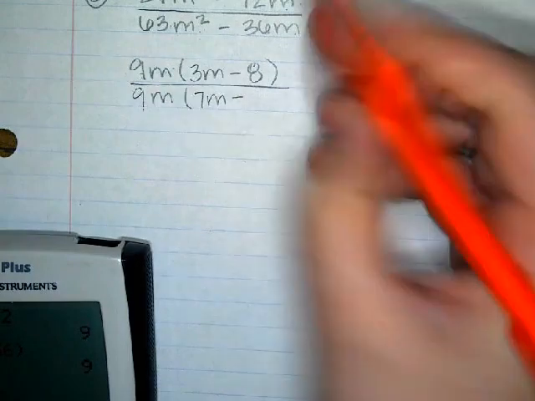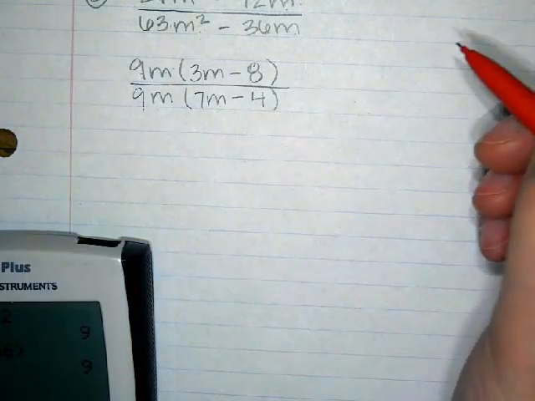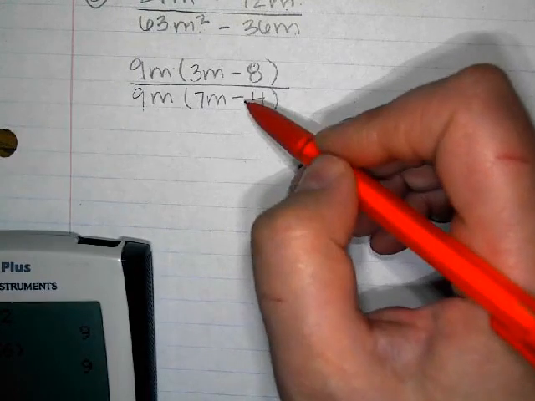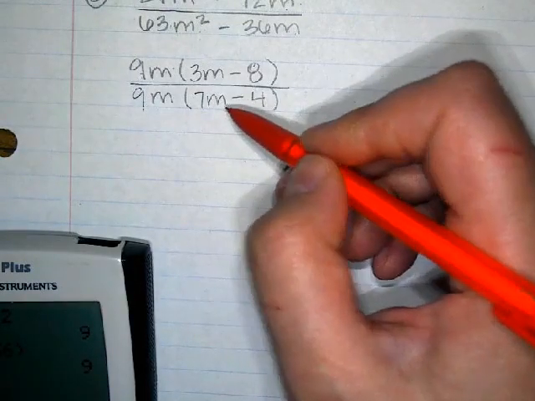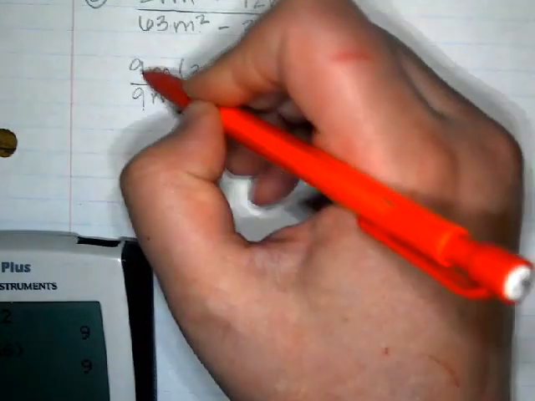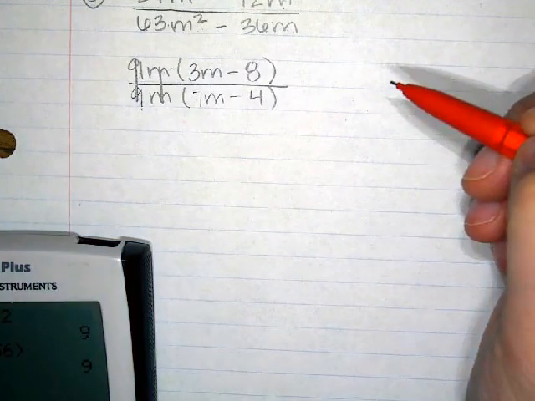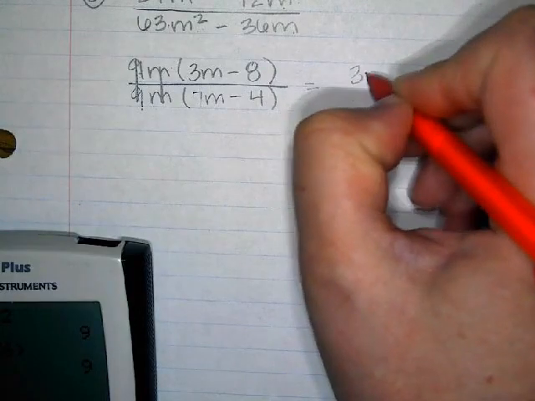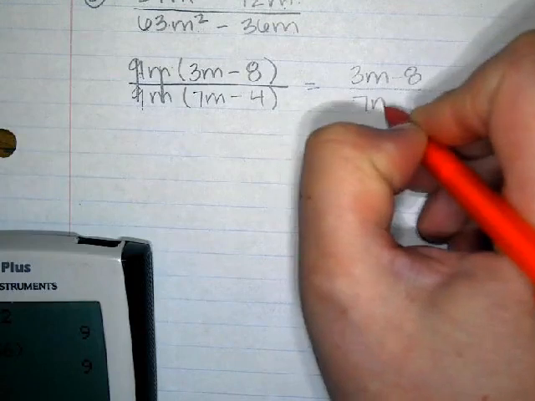All right, so the parentheses are different, so the parentheses can't cancel. Nothing in the parentheses can cancel. But what's the same? Yeah, the 9s, the m's. We can get rid of those. Okay, so we are left with our parentheses. 3m minus 8 over 7m minus 4. There's our final answer.